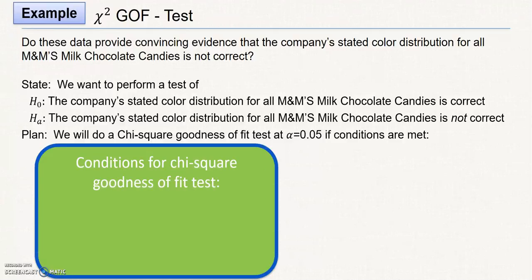So the question is, what conditions must we test? We begin with random and 10%. We took a random sample. It was 60 M&M candies. We can assume that 60 candies is less than 10% of the M&M population of candies.